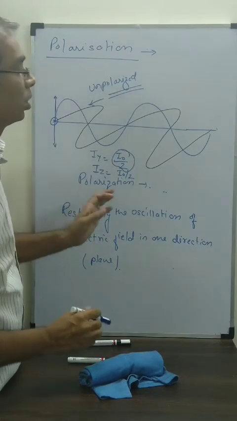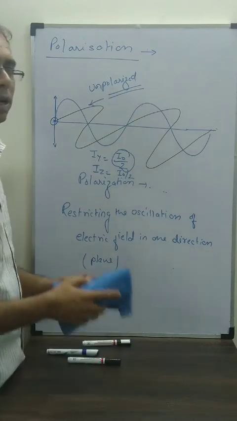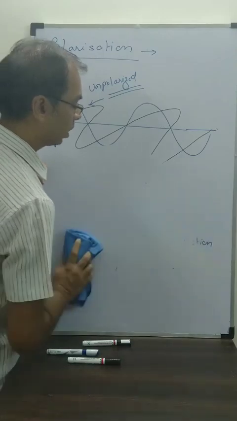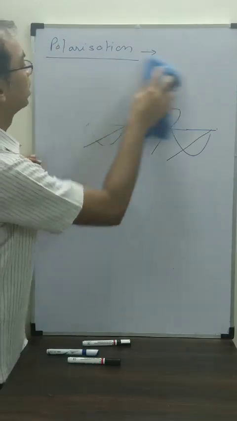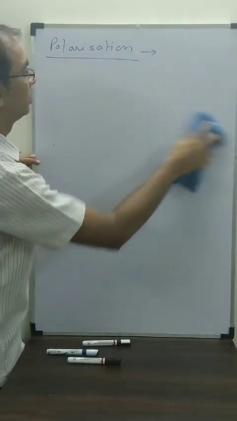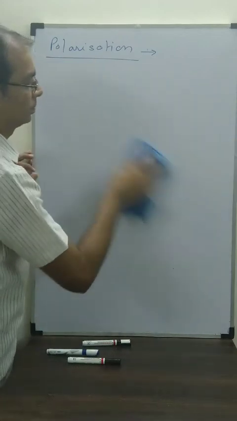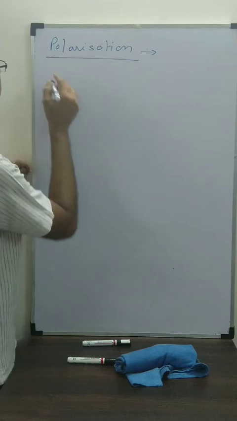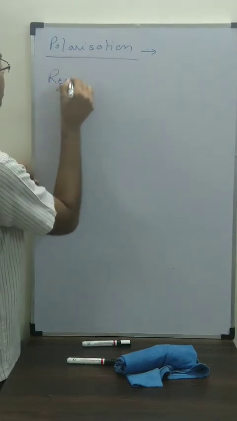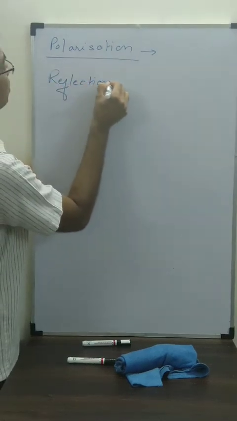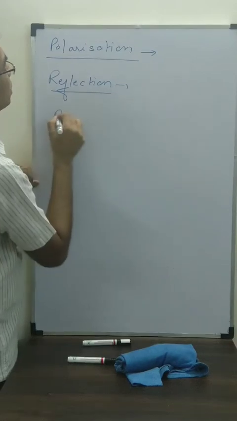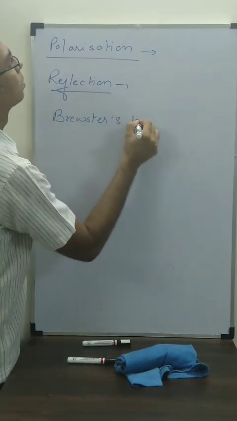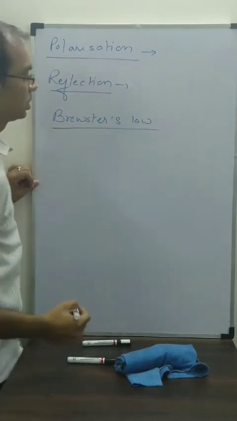This is called polarization. Now how is polarization achieved? That we have to check now. Okay, so the first method through which polarization can be achieved is through reflection. Okay, polarization through reflection, and it is based on Brewster's law. What does Brewster's law say?